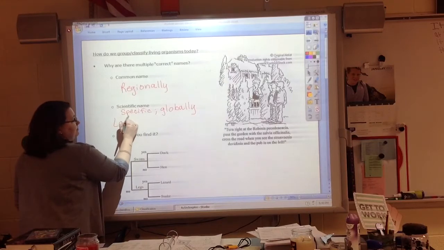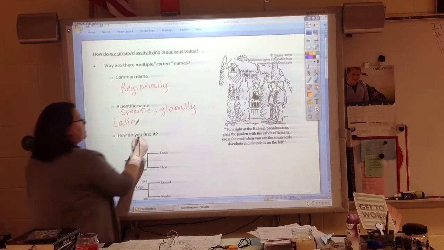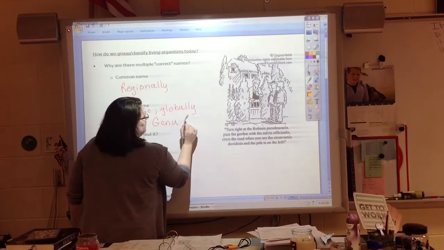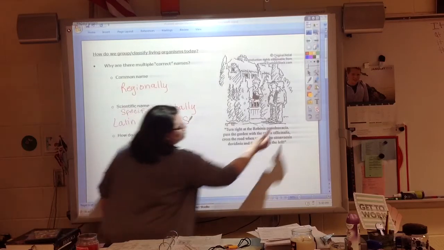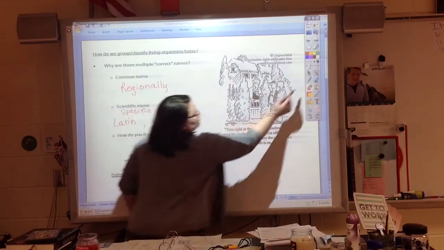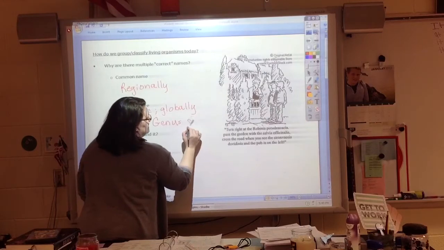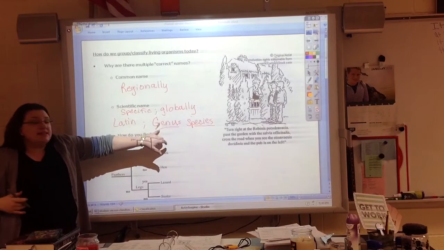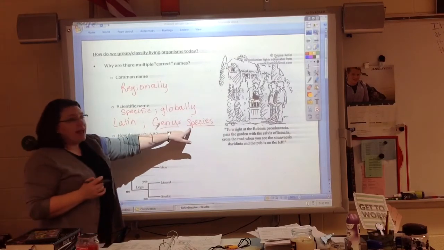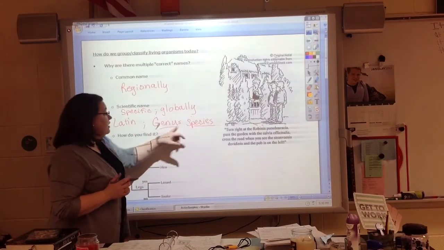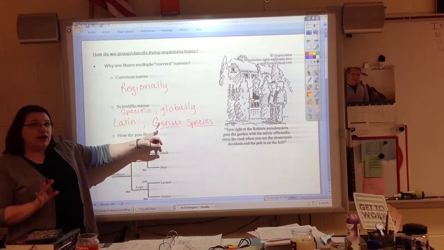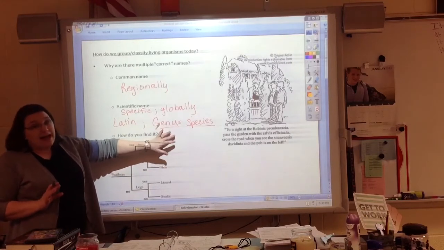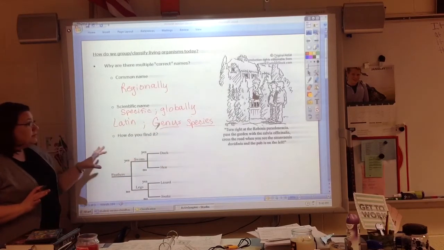They're in Latin, and you always write the genus and the species. You make sure to capitalize the genus and lowercase the species. Underline if you're handwriting. If you're typing, you can underline or italicize. But you have to set it apart.